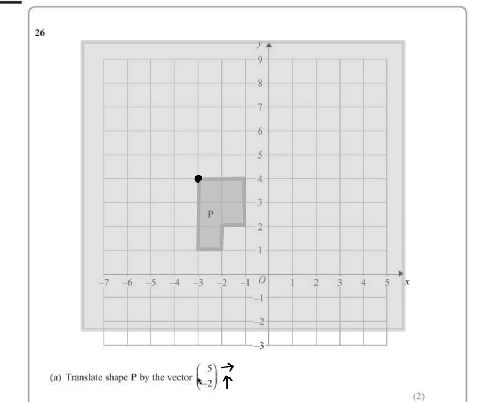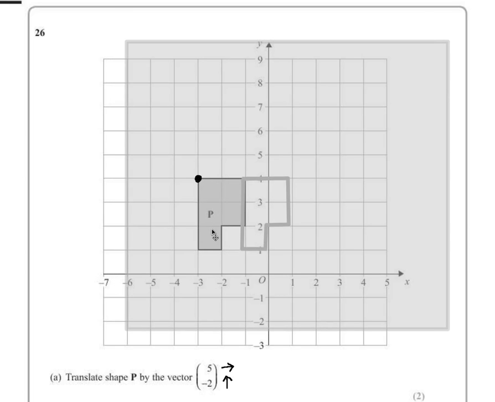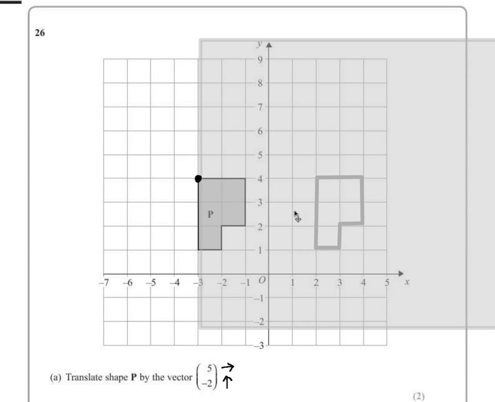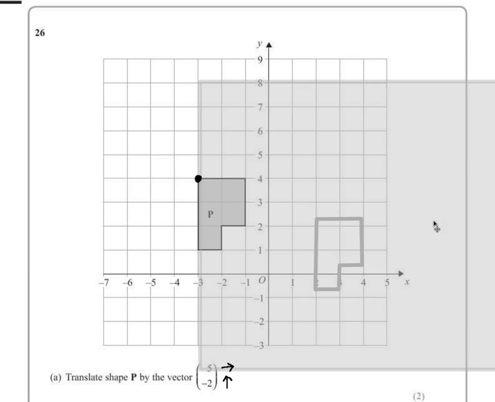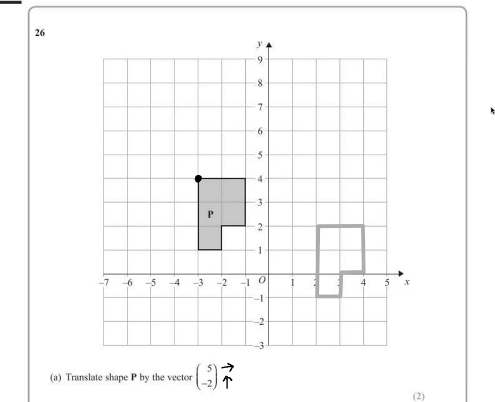But then, when you're translating 5 squares right, still follow where that top corner goes. So you go 1, 2, 3, 4, 5 to the right, and then because of the -2, we go 1, 2 down, and that's where your shape will end up. Notice it's exactly the same as if we'd drawn it just by hand without the tracing paper, but if that visual approach works for you, please do use it.